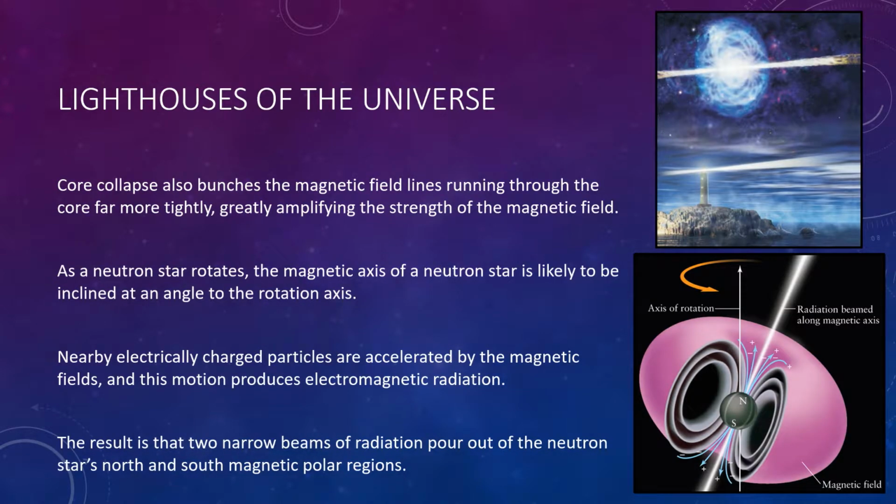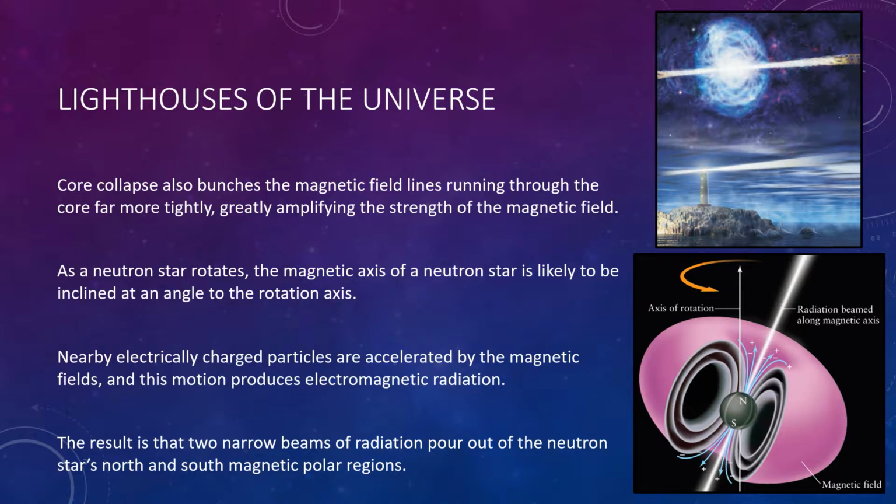So why are we getting pulses of radiation coming from these objects? Well, in addition to the increasing rate of rotation, collapse of a stellar core also bunches the magnetic field lines running through the core far more tightly, greatly amplifying the strength of the magnetic field. The magnetic field of a main sequence star, like our Sun, is spread out over billions of square kilometers along the star's surface. However, if such a star collapses down into a neutron star, its surface area shrinks by a factor of about 10 billion. Shortly after its formation in a supernova, a neutron star's magnetic field is 1 trillion times as strong as Earth's.